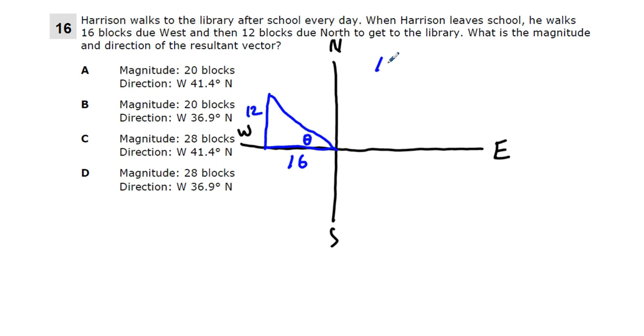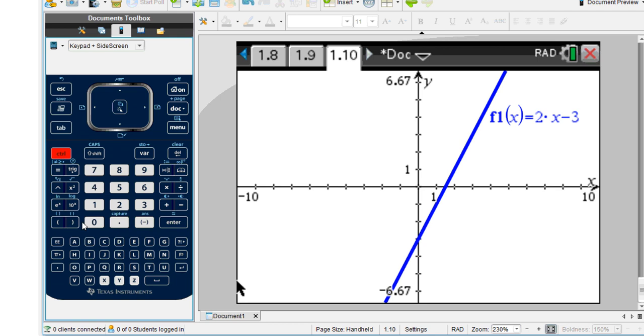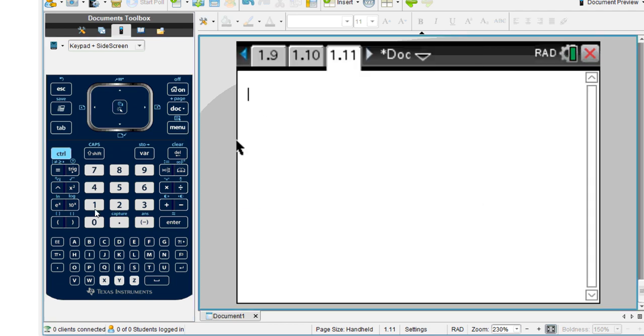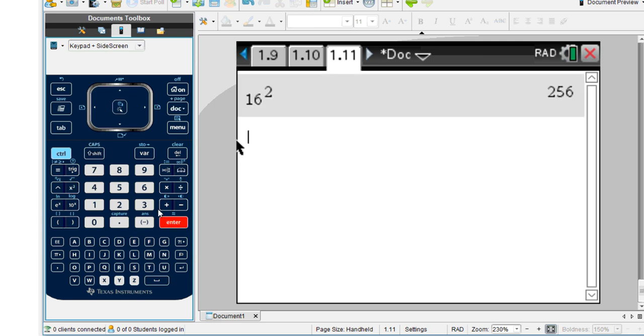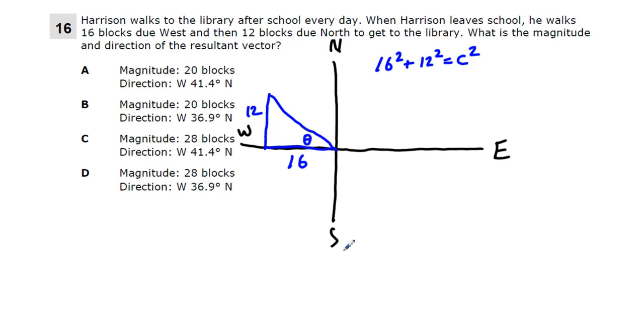Well, for distance, we're going to have 16 squared plus 12 squared equals c squared. 16 squared plus 12 squared is 400. So we have 400 equals c squared. If you take the square root, c is going to be equal to 20. If you didn't notice, this is a multiple of the 3, 4, 5 right triangle. And so our magnitude is going to be 20 blocks.